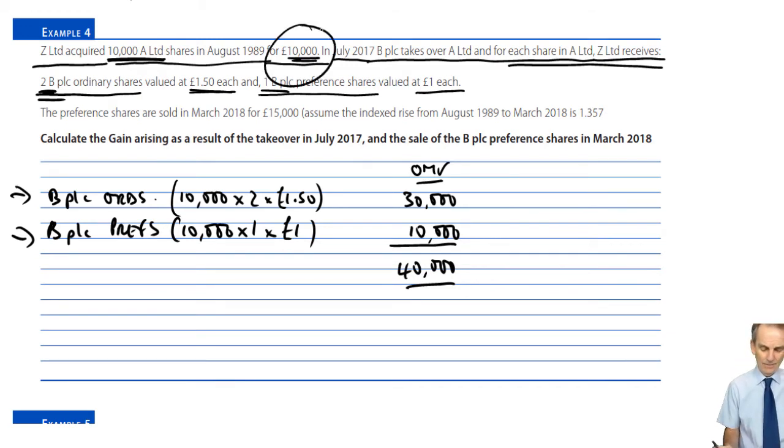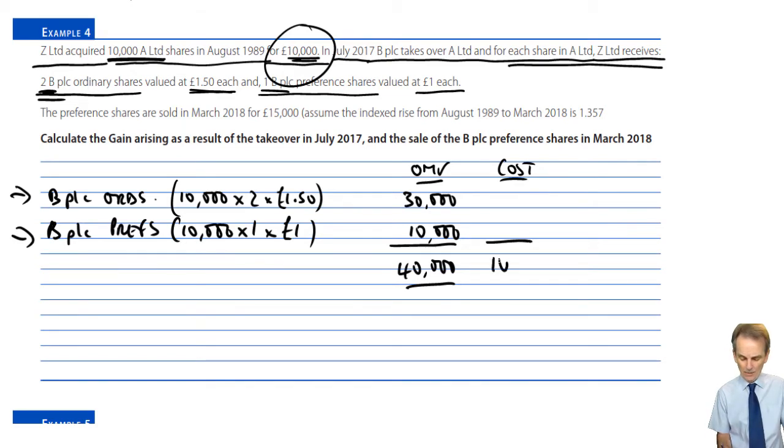The old shares, the A Limited shares, cost £10,000. And hopefully, having revised this recently, you recall this well from the work that you did when looking at CGT for individuals. We now pick up that cost and use these market values as a basis for apportioning that cost. So we can see that to the ordinary shares, we'll take 30/40ths of that cost, 3/4, £7,500. To the preference shares, 10/40ths, i.e. £2,500.